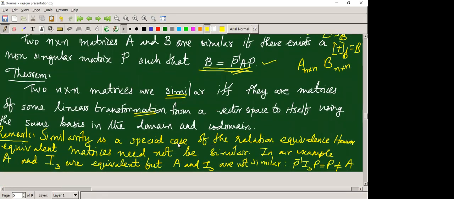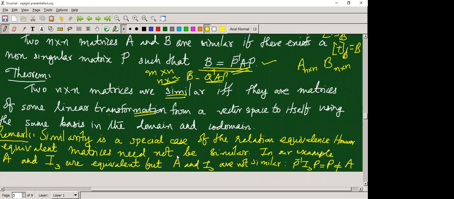So similarity is a special case of the relation equivalence. Why? Equivalence relation is actually the more general one. An m by n matrix A is equivalent to another m by n matrix B if B is equal to Q inverse AP. Here for similar matrices, M and N are equal, and we are taking P as Q. So similarity is a special case of the relation equivalence. However, equivalent matrices need not be similar. That is a very important concept.